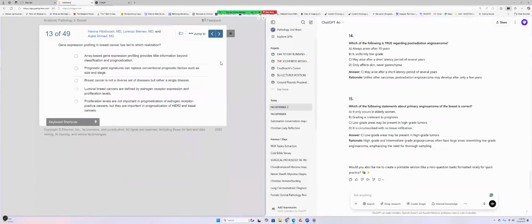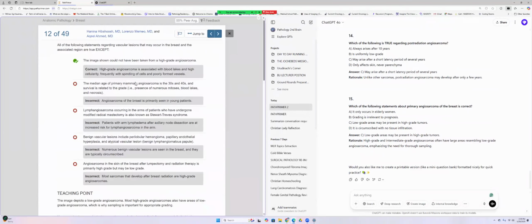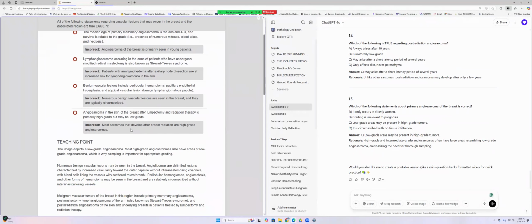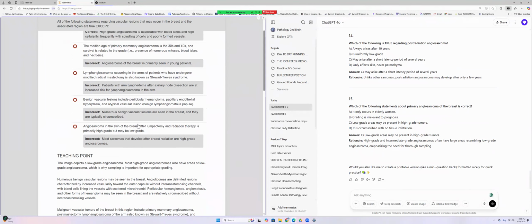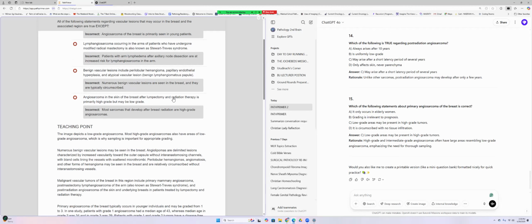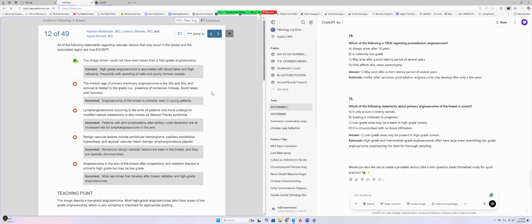One more time, look at the syndrome. Stewart-Treves syndrome. Stewart-Treves syndrome.